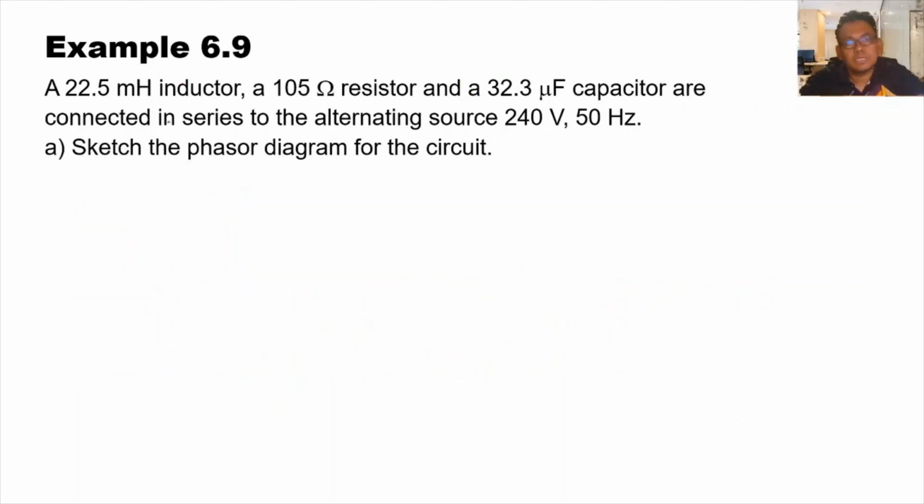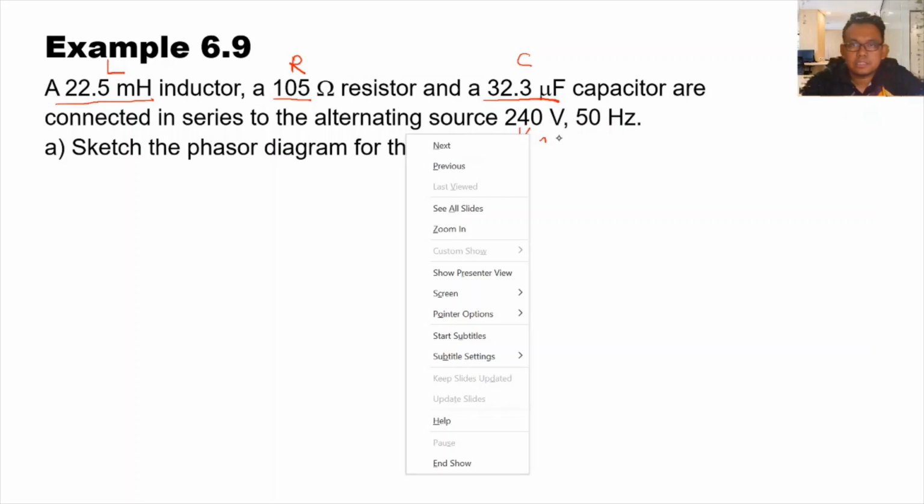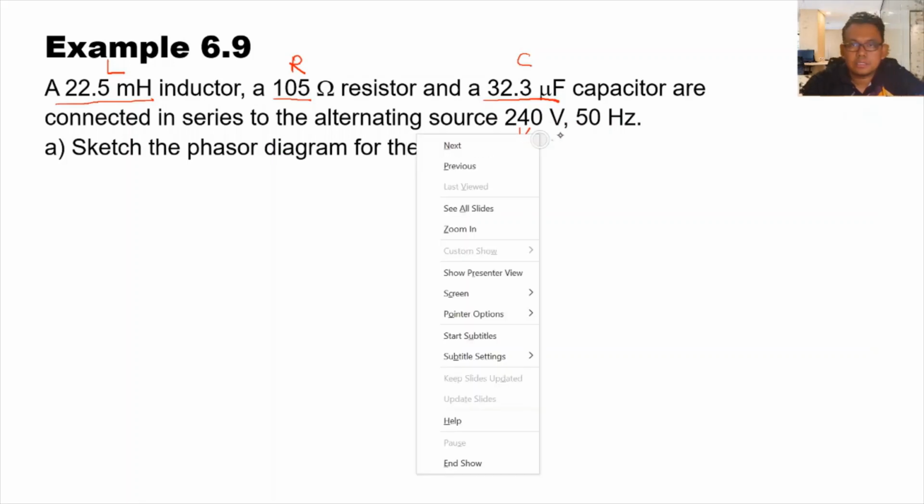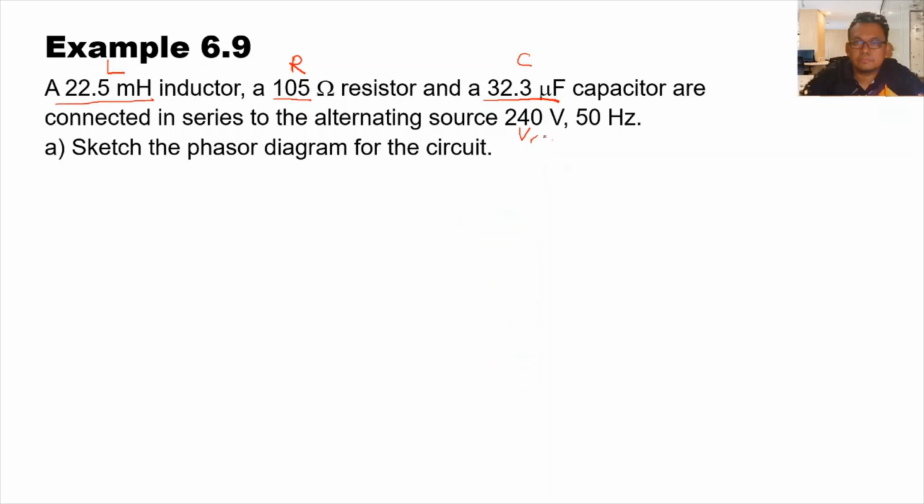Okay, example 6.9. 22.5 millihenry, this is inductance, 105, this is resistance, and 32.3 microfarad, this is capacitance, are connected in series to the alternating source of 240, this is RMS, and this is the frequency.